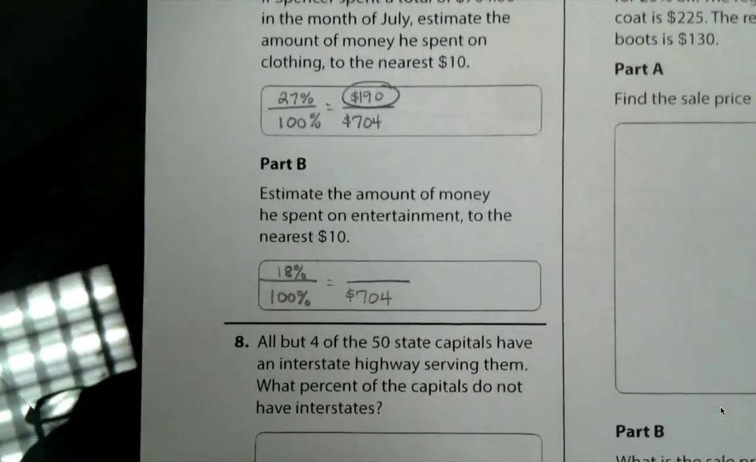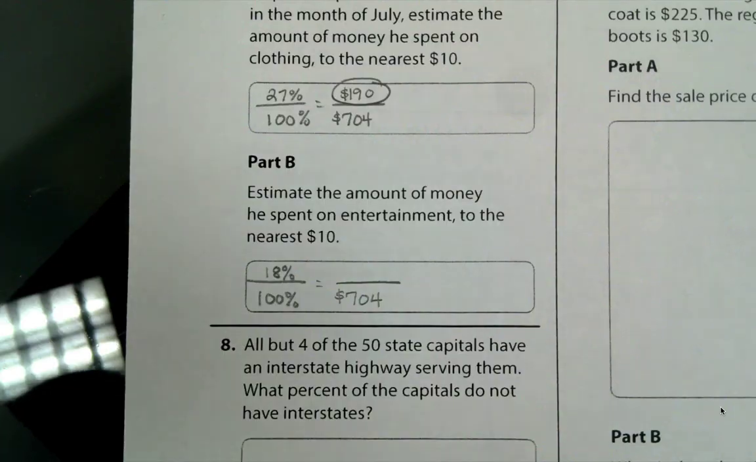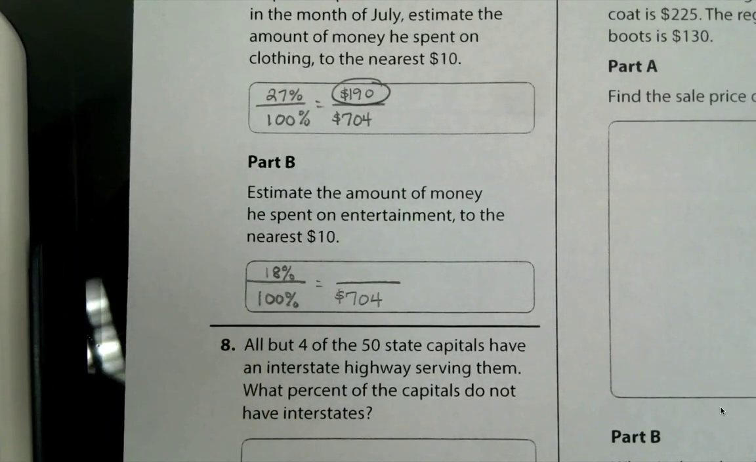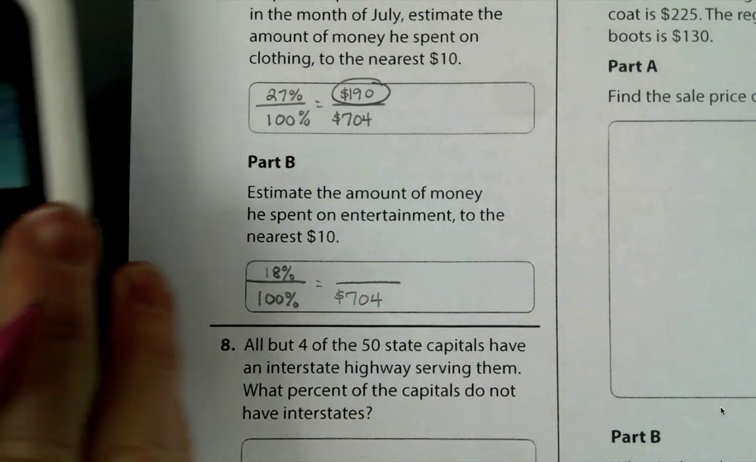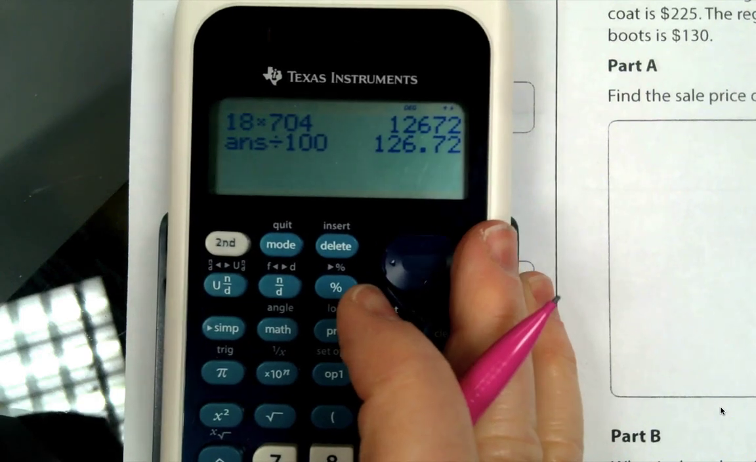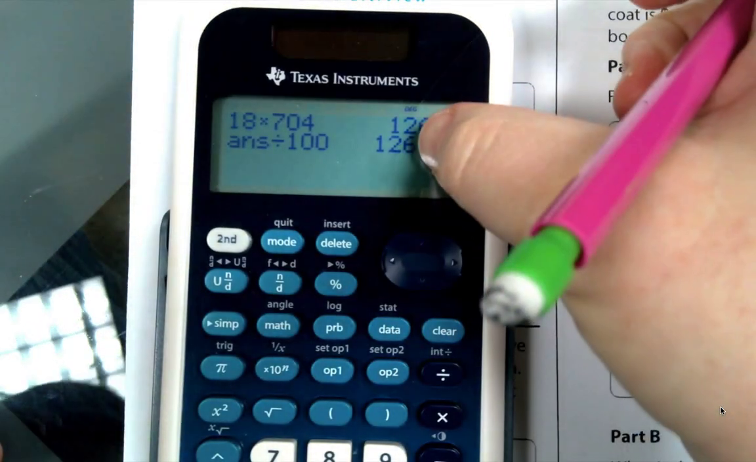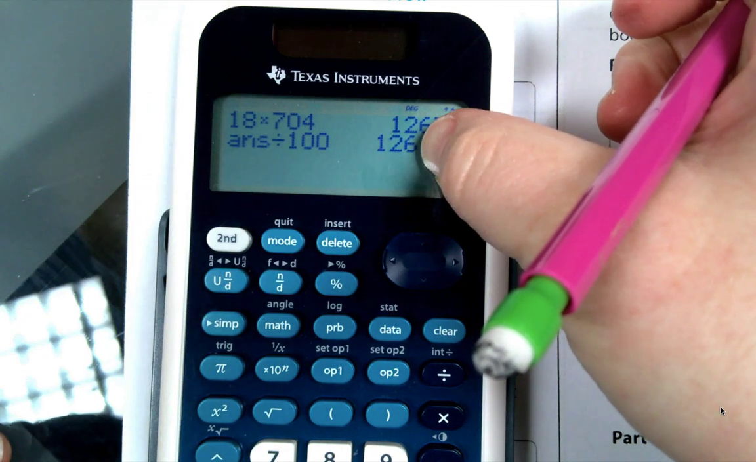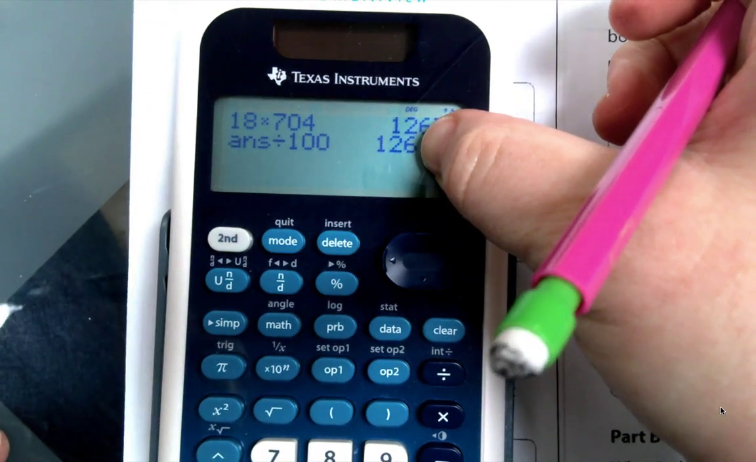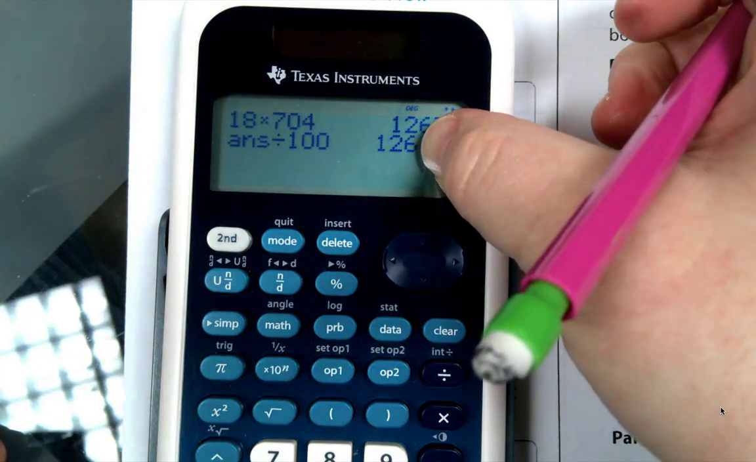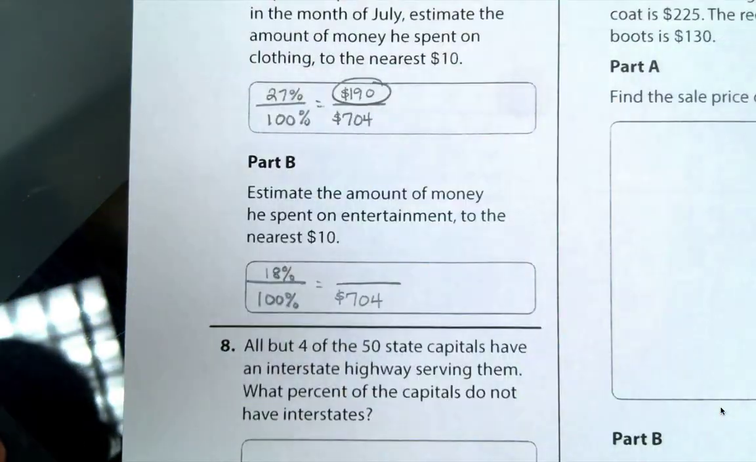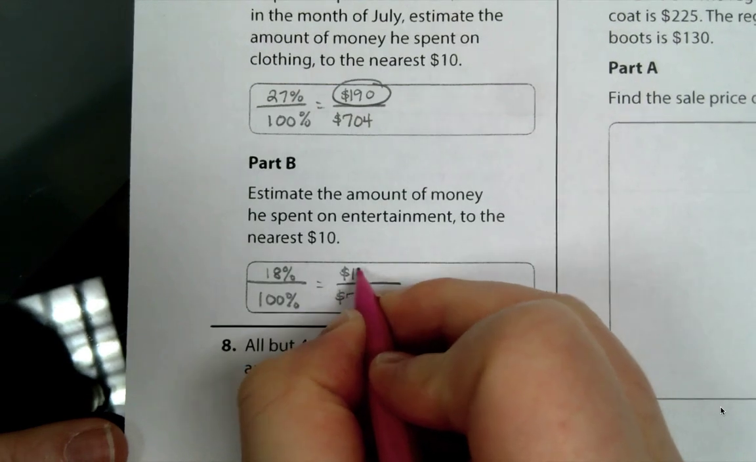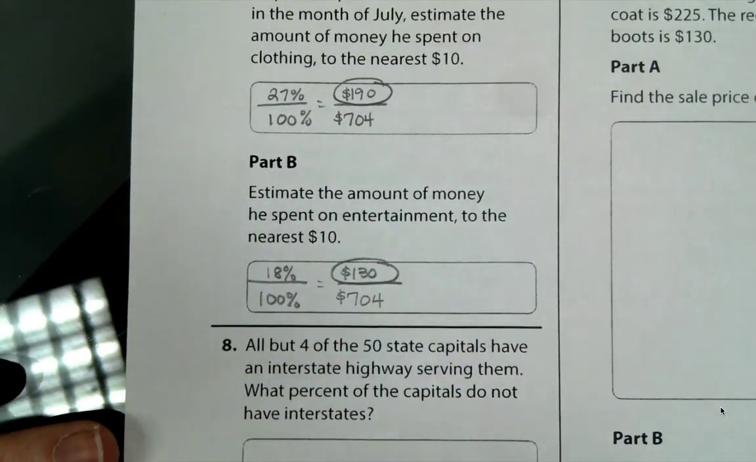Okay, oopsies, write that down. And now I'm going to cross multiply and divide. 18 times 704 divided by 100. This time it's not so pretty. I have $126.72. Well, I'm not going to worry about the 72. I'm going to look at my ones place, my 6. And does that round my 2 up? Yes, it does. 5 and above, give it a shove. So I'm going to round up to $130. $130 on entertainment. Here it is.